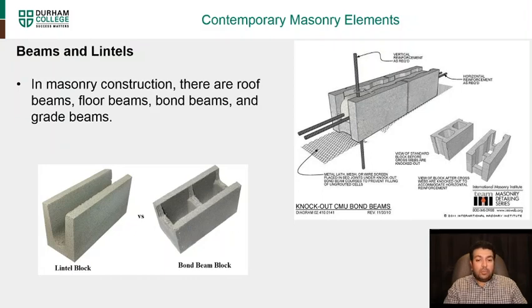And a bond beam block is basically a masonry block, but it is cut out for reinforcements to be placed. So here you can see in this picture, the reinforcements going through. There's also vertical reinforcement and horizontal reinforcement. So these blocks are cut out so that they can take both vertical and horizontal reinforcements.